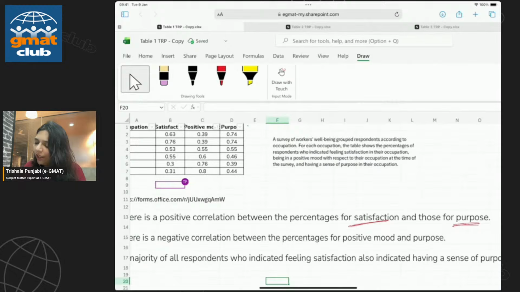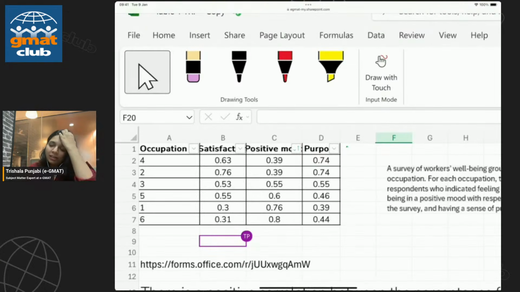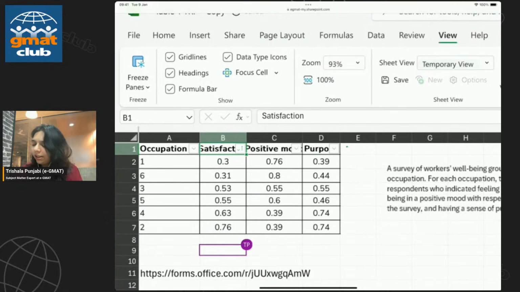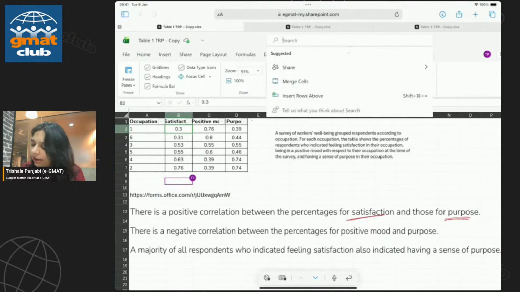Okay. So when we are supposed to find a correlation of sorts, or determine if there is a correlation or not, we will just sort one table and see what that does to another table. So here we sorted satisfaction from lowest to highest. Okay, so it went from 0.3 to 0.76.